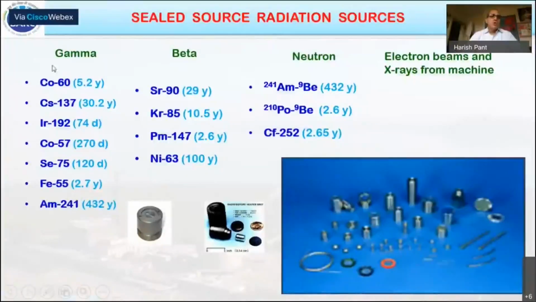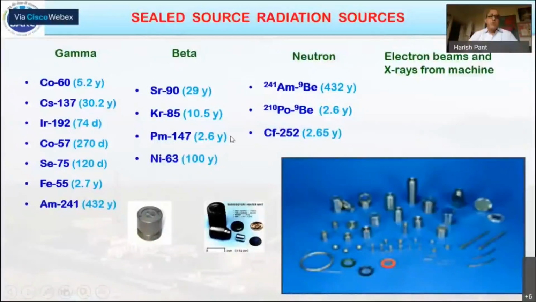Cobalt-60 is the most valuable and widely used sealed radioisotope. It has a half-life of 5.2 years. Then cesium-137, which has a half-life of 30.2 years. Then iridium-192 having half-life of 74 days. Cobalt-57 having half-life of 270 days. Selenium-75 having half-life of 120 days. Fe-55 having half-life of 2.7 years. Americium-241.